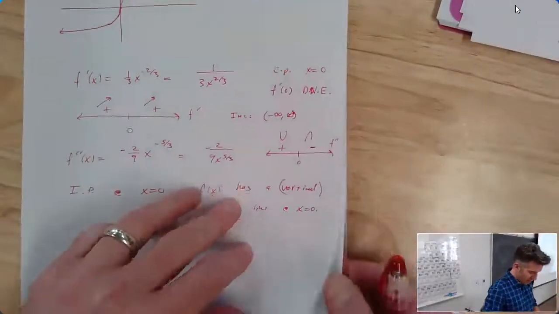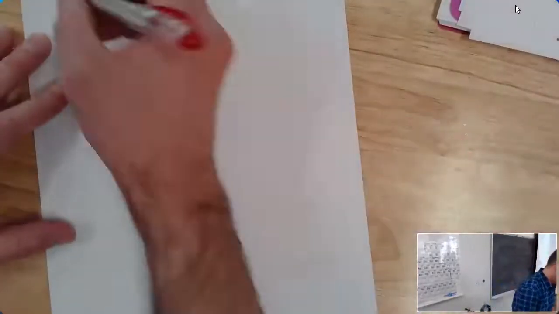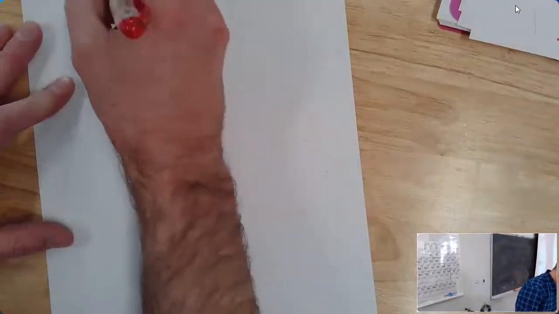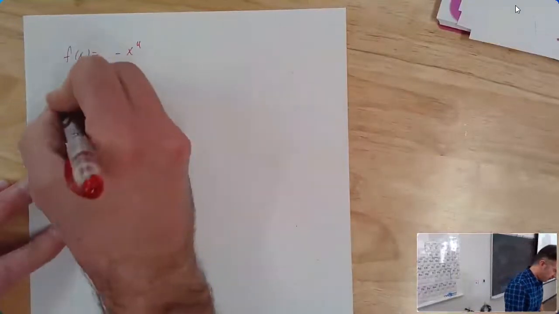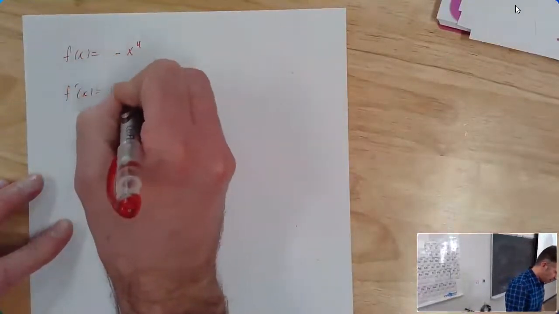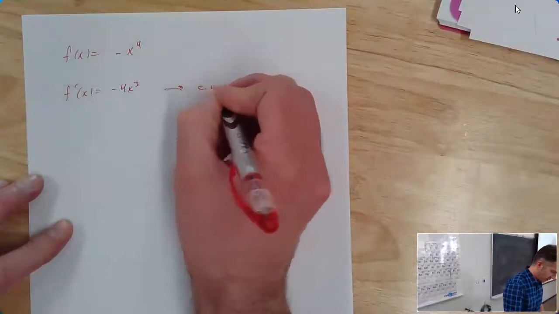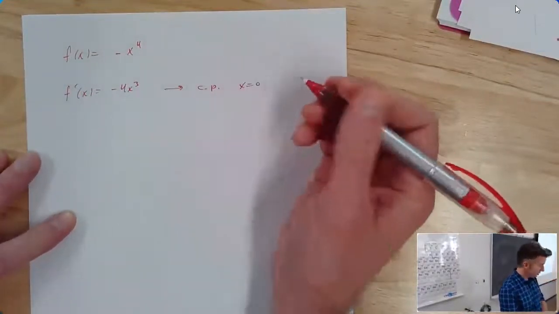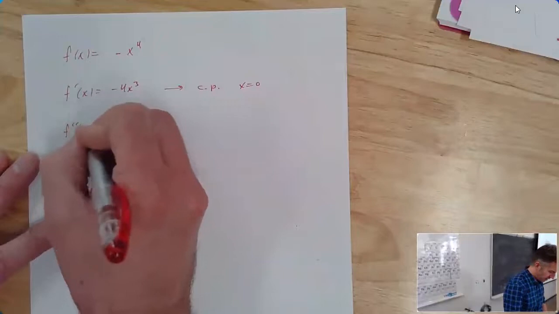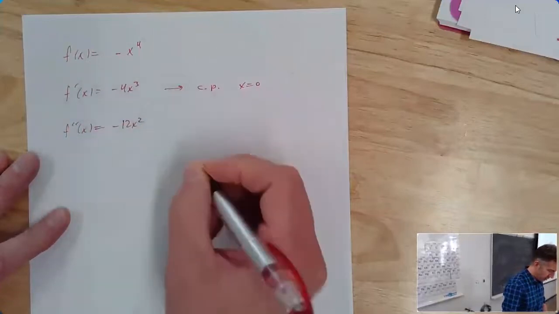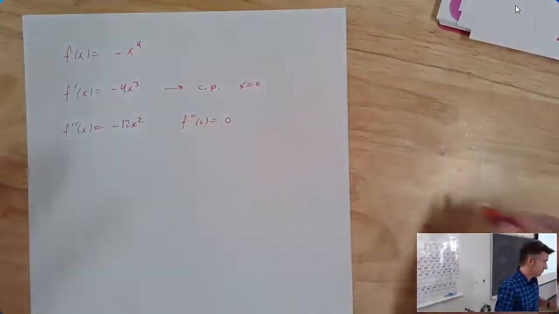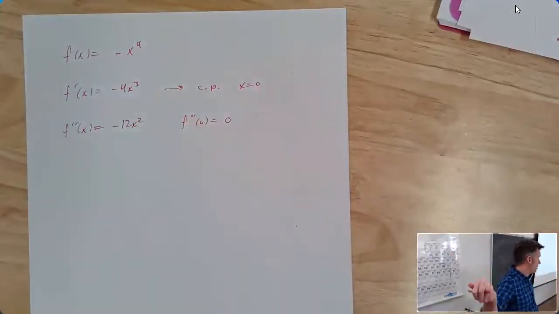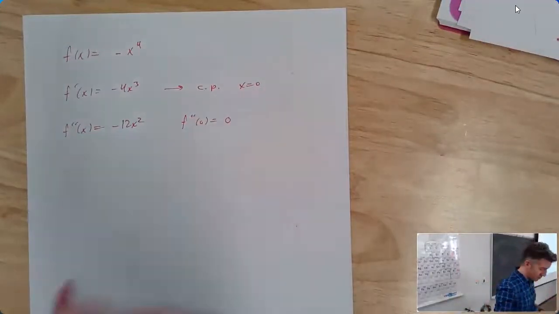You could also have something like f of x equal to negative x to the fourth. First derivative is negative 4x cubed. Critical point is definitely x equal to 0. And if you use the second derivative test, f double prime of x is negative 12x squared. If you plug in f double prime of 0, you get 0. Could be a max, could be a min, could be an inflection point. Maybe none of those. We don't know unless we use the first derivative test.